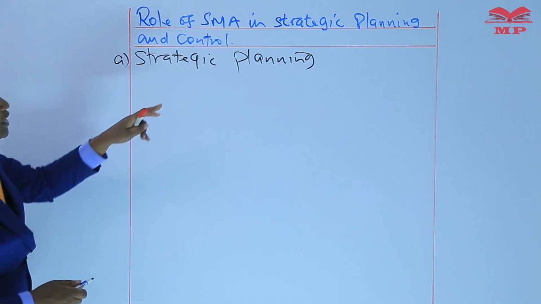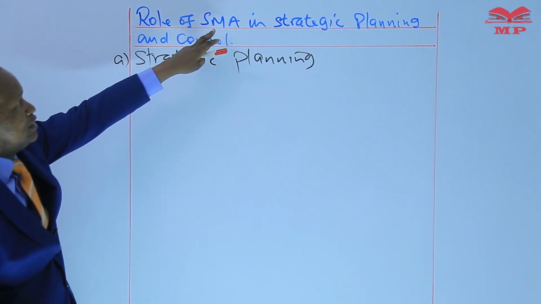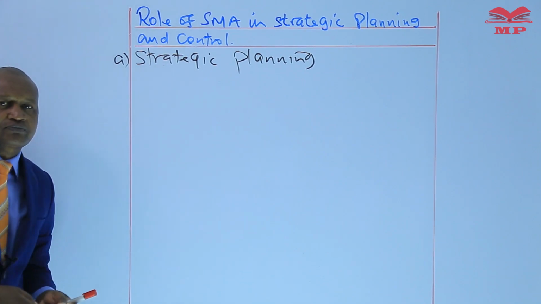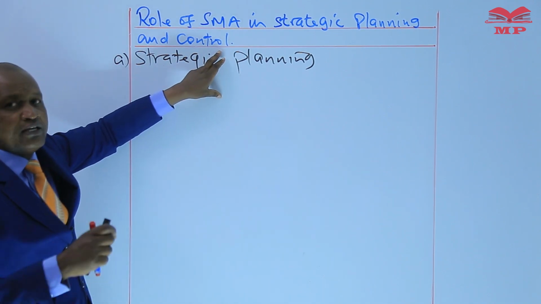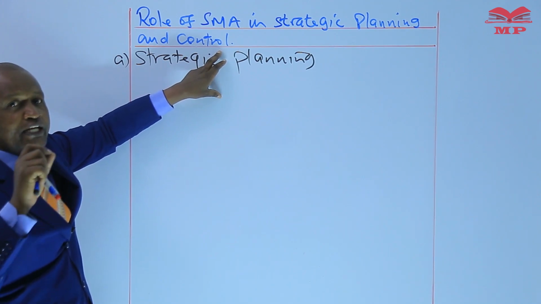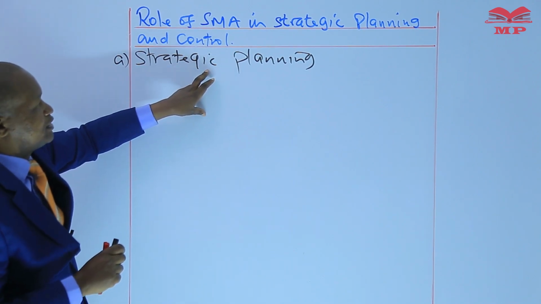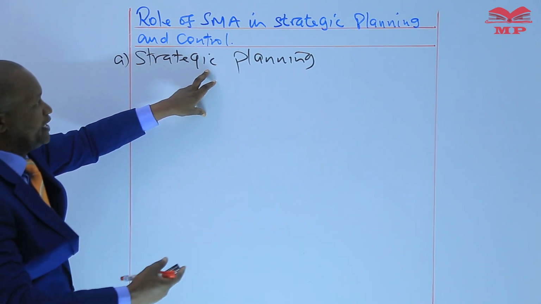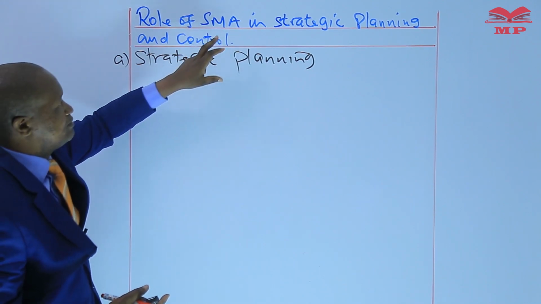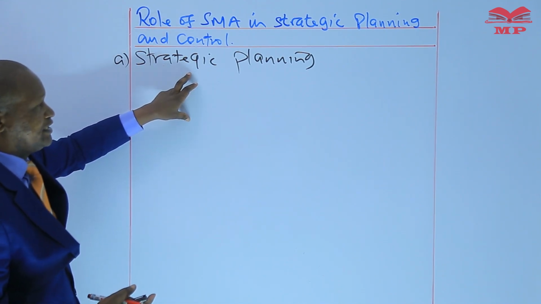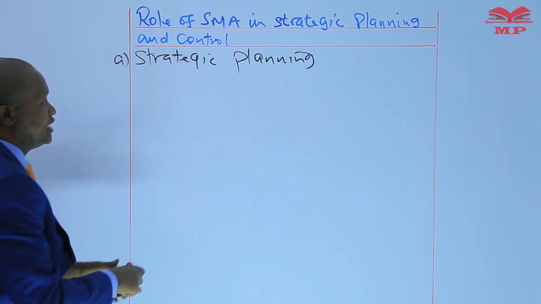So candidates, let's begin with identifying the role of strategic management accounting in strategic planning. Now candidates, strategic management accounting plays a crucial role in both strategic planning and strategic control. One area under strategic planning is identifying opportunities and threats. Strategic management accounting helps in identifying strategic opportunities and threats.